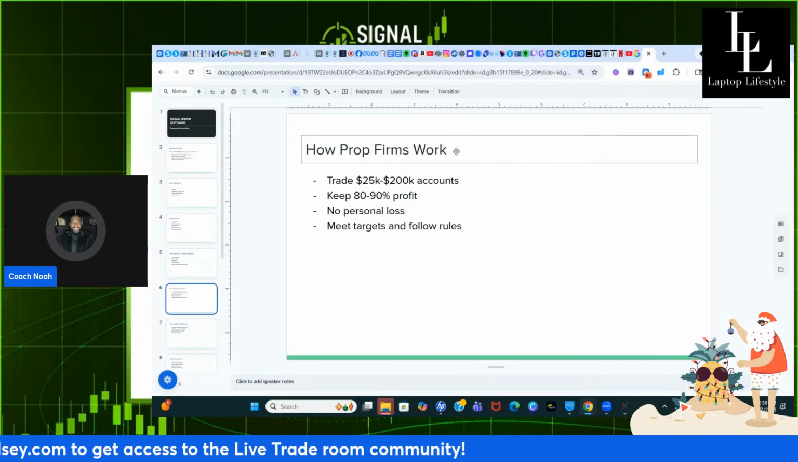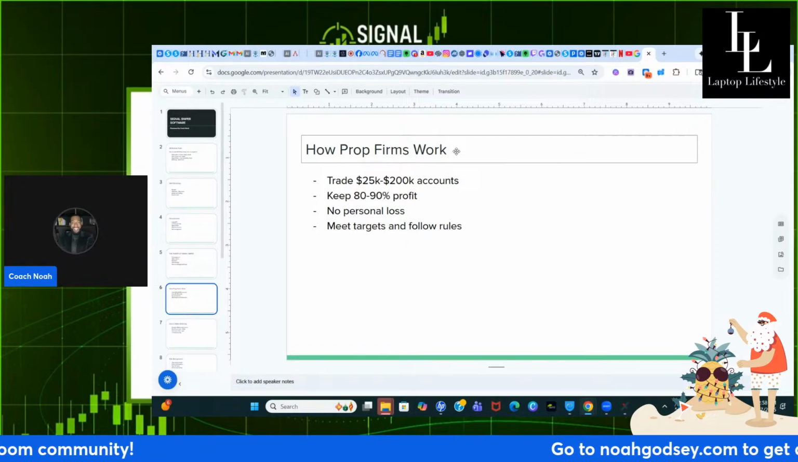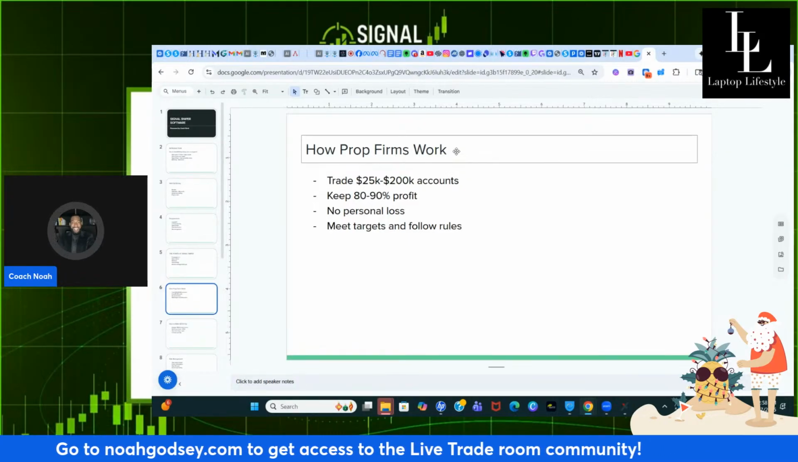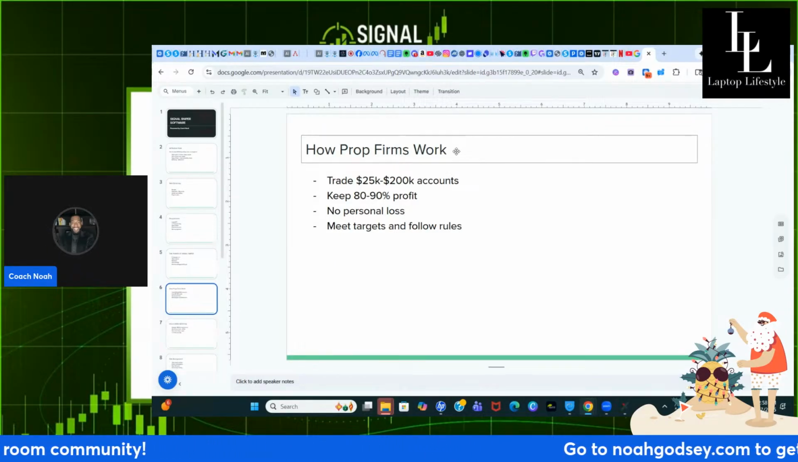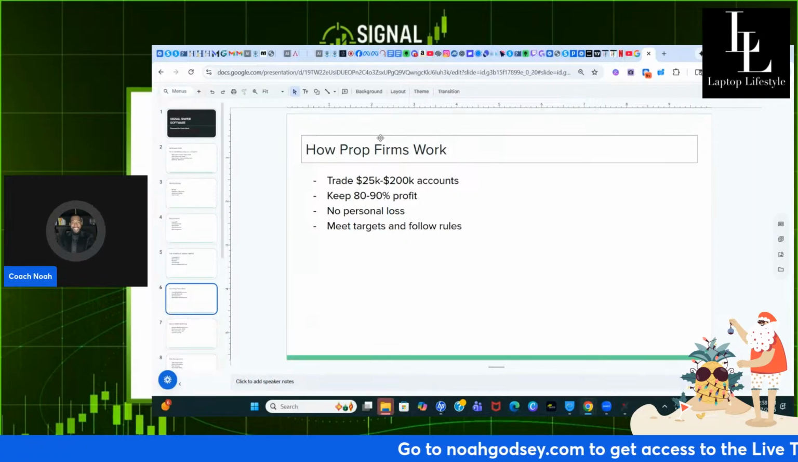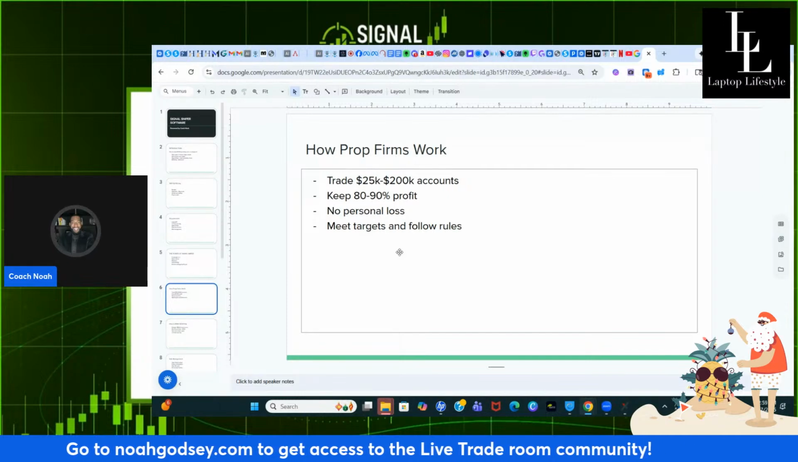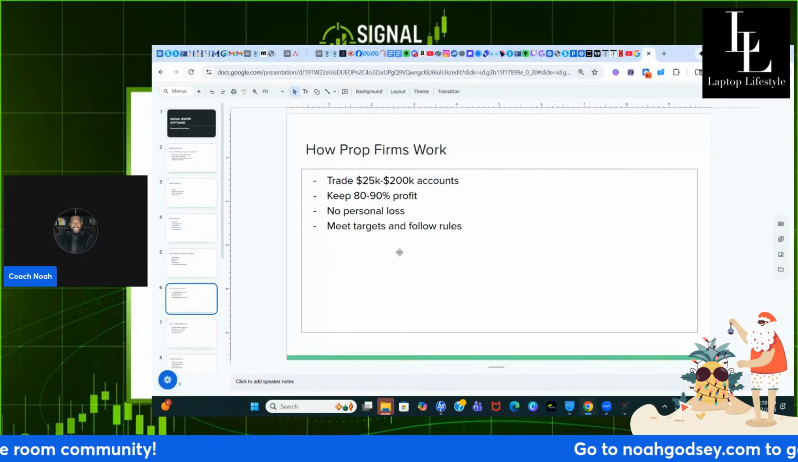Once you meet that target and follow the rules, you can trade with a $50,000 live account, and the profit that you make, you can withdraw weekly. The first withdrawal is, I believe, after 14 days, and after that, I believe it becomes daily. So prop firms are a good thing. They allow you to use other people's capital, and that's what you want to do. You don't want to use your hard-earned money to try to leverage in the market.